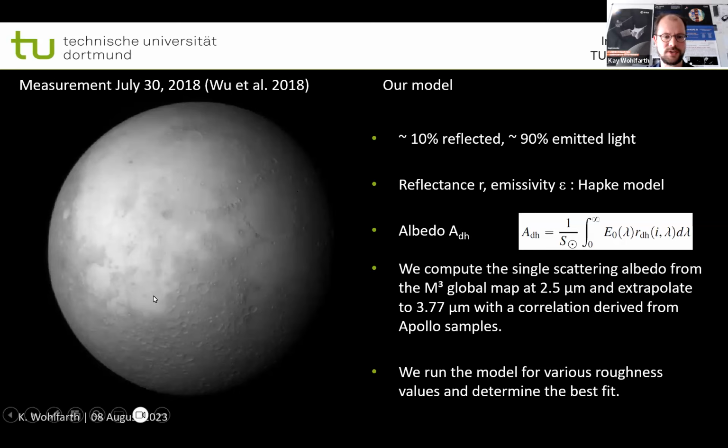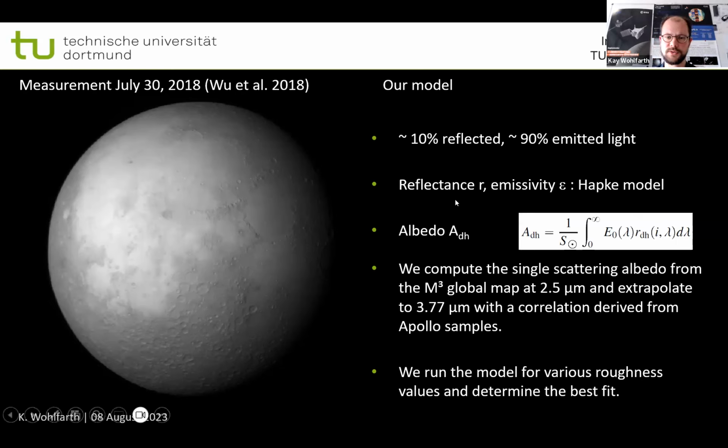Mare and highland regions are inverted. So in this case, the Mare appear brighter and the highlands appear darker. And at 3.7 micron, still 10% of reflected light is left, but there's almost 90% of thermal emission. What I did now is try to reproduce these measurements using a reflectance model and the thermal roughness model to study the roughness effects and validate it.